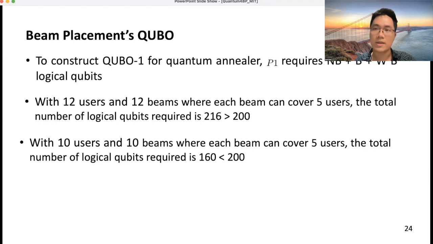So we can do some simple math here. To construct QUBO 1, we have a very large number of qubits. For example, if we have 12 users, 12 beams, and each beam can cover 5 users, then we have about 216 qubits, which is larger than 200. If we have 10 users, then we have 160, smaller than 200, so we can apply a quantum annealer. However, the size of the network is very small and it's not practical in real life. Therefore, the Hamiltonian reduction method is a necessary part of our pipeline.